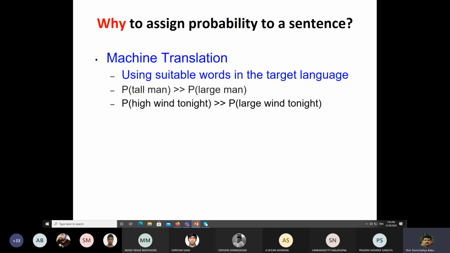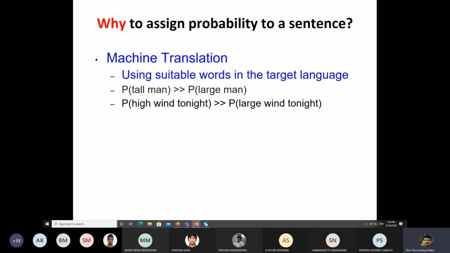So tall man is greater than large man, right? Like for example, I say again, "go to my home, go to my house." Or "I am at my house, I am at my home." So which sentence should be given more probability?